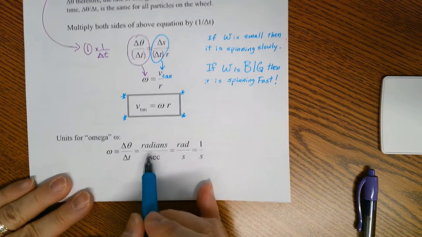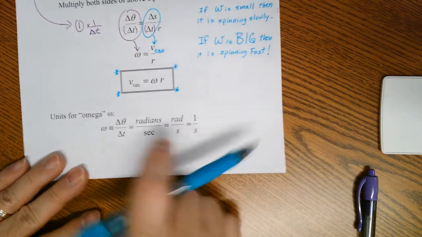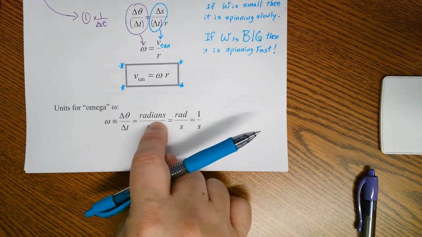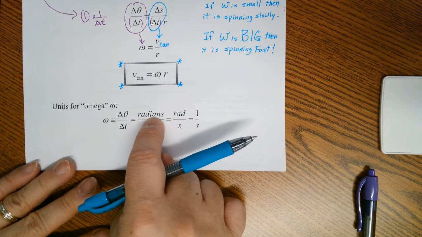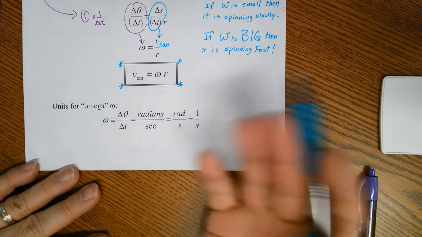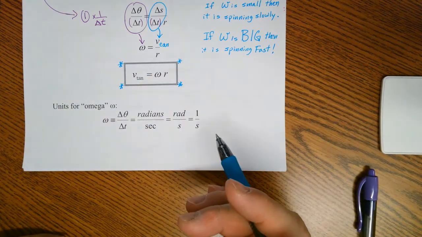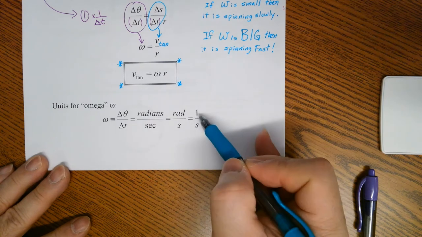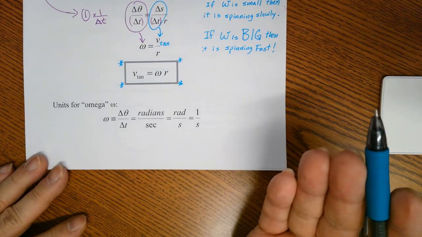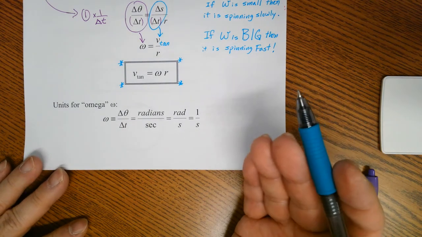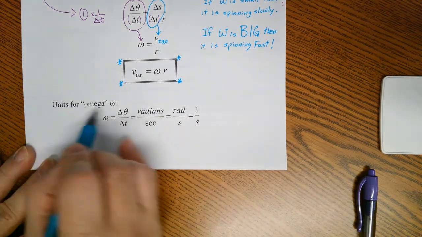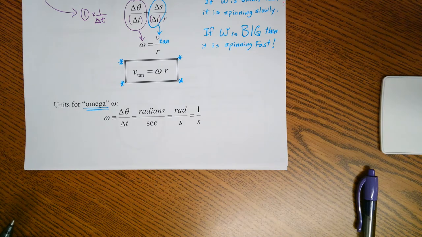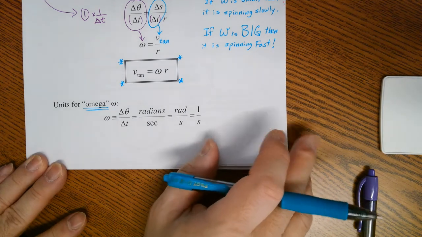So again, radians itself is a fictitious unit that represents a special ratio of arc length divided by radius. So this can actually appear or disappear from the unit. Sometimes it could be represented as radians per second or just sometimes per second. Okay? So be careful with that. All right.